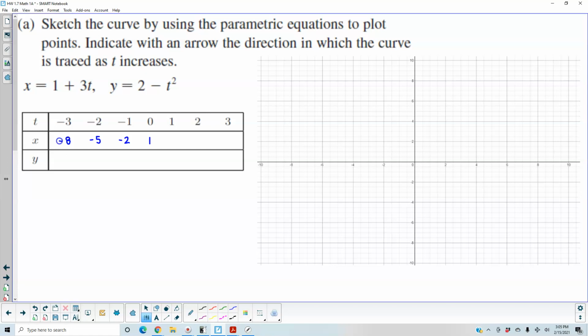Put in 1, 1 plus 3 times 1 is 4. 1 plus 3 times 2, which is 6, gives us 7. And 1 plus 3 times 3, which is 9, gives us 10.